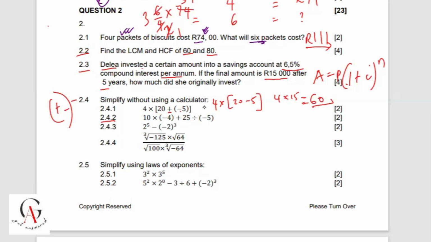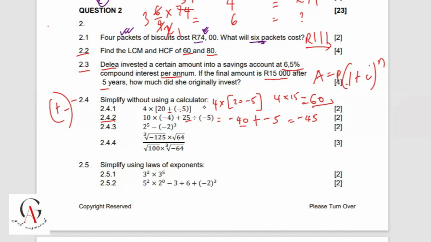2.4.2, we still do the same thing, BODMAS. Since we have division and multiplication, we can do whichever one first. So 10 times negative 4 will give us negative 40. Then I'm adding 25 divided by negative 5, that's going to give me negative 5. Then I have negative 40 plus negative 5. My answer becomes negative 45.